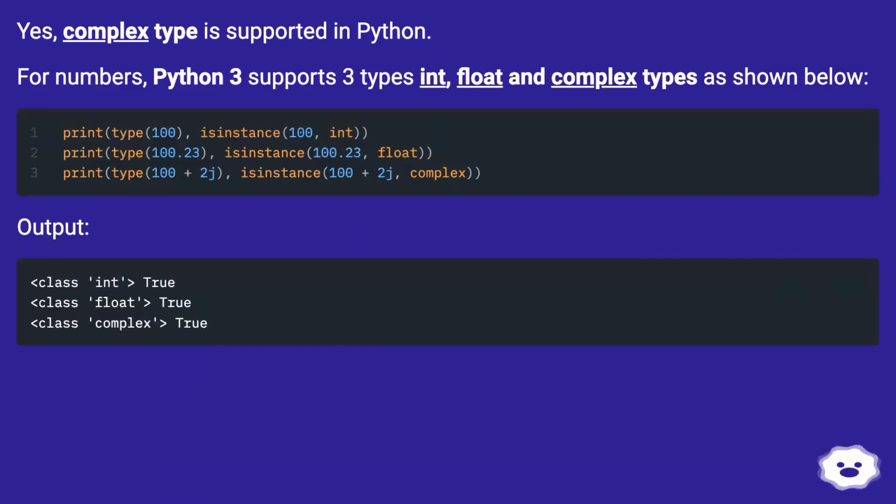Yes, the complex type is supported in Python. For numbers, Python 3 supports 3 types: int, float and complex types as shown below. Output.